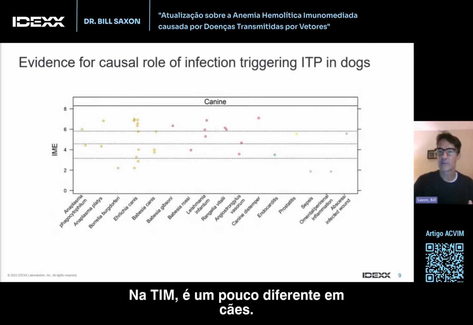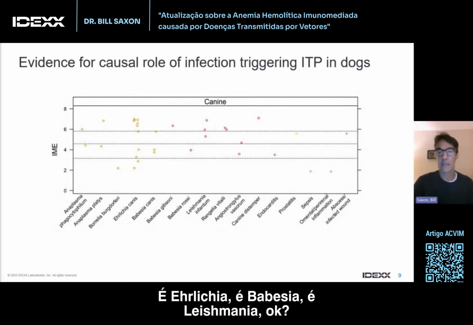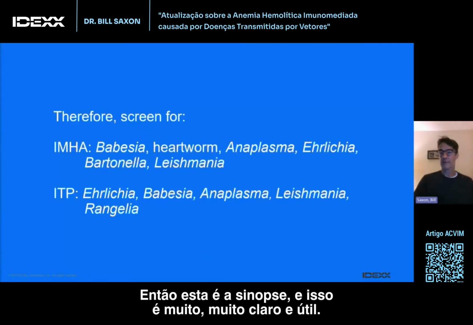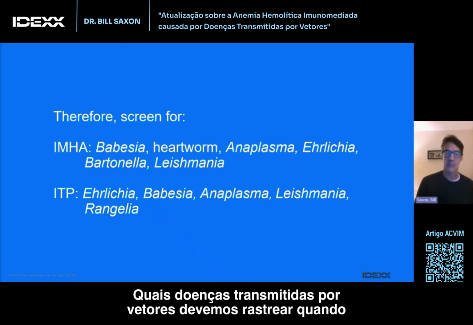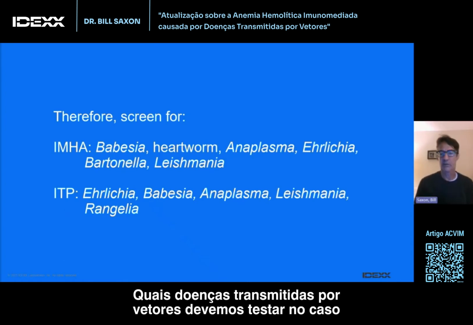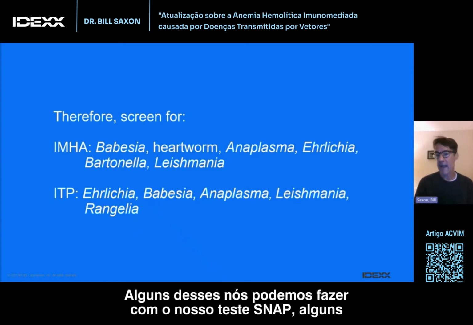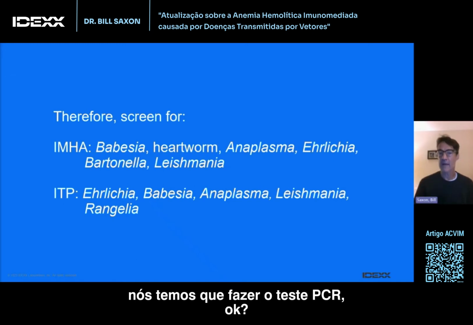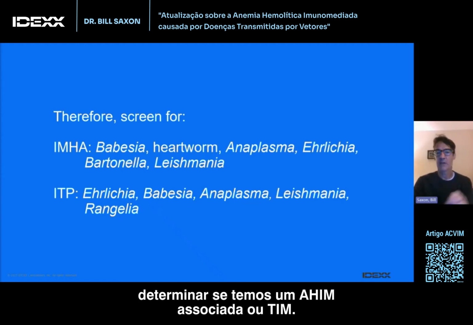In ITP, it's a little bit different in dogs. It's the kind of more common vector-borne diseases we see. It's Ehrlichia, it's Babesia, it's Leishmania. Okay, so this is the synopsis, and this is very, very clear and helpful. What vector-borne diseases should we screen for when we have a dog with IMHA? These. What vector-borne diseases should we screen for with ITP? That's the list. Some of those we can do with our SNAP testing. Some we have to do PCR testing. Okay, so this informs what tests we need to run to determine if we have an associative IMHA or ITP.